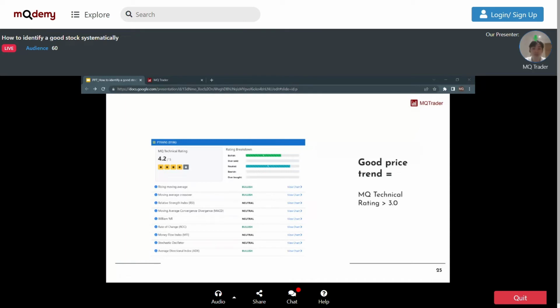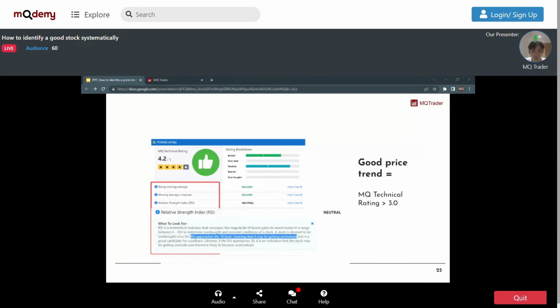Our system will help you simplify this technical analysis process when you do stock trading, as we have already compiled a few different trading strategies right here. Those circled in red are the different trading strategies. We test them one by one to generate the MQ technical rating for you. Like this RSI: our system will auto-detect if the RSI of that stock has reached the 70 level, and then it will show whether the stock is currently overvalued or not based on this RSI strategy.